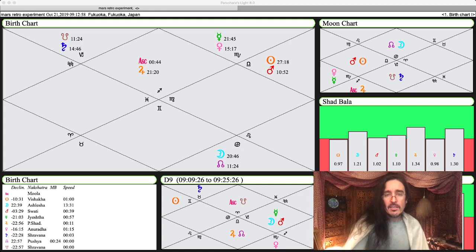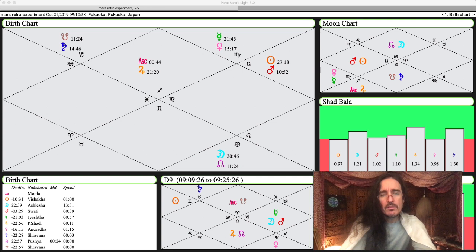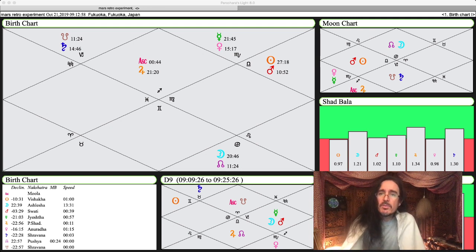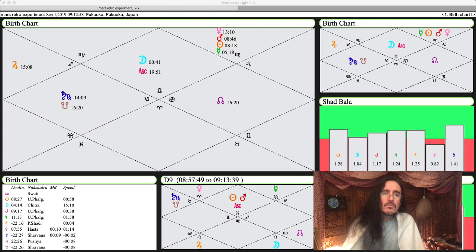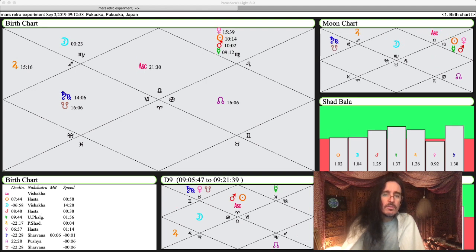And then the sun's declination has also gone south 10 degrees, 31 minutes south. Okay, I'm just going to rewind this to September 3rd and make sure I got my declinations right. It's amazing how much they move north and south. Yep, that was right.